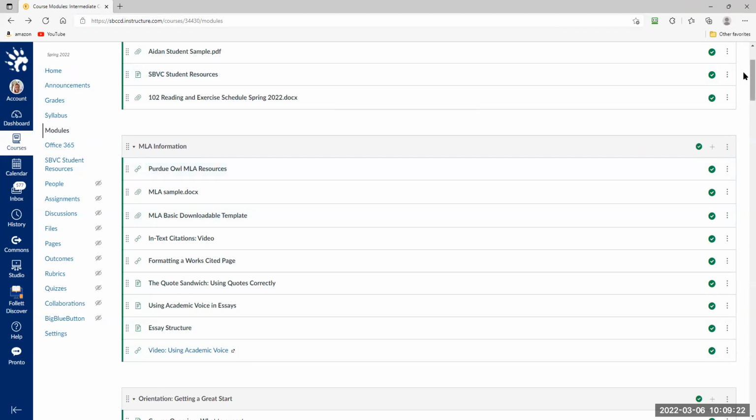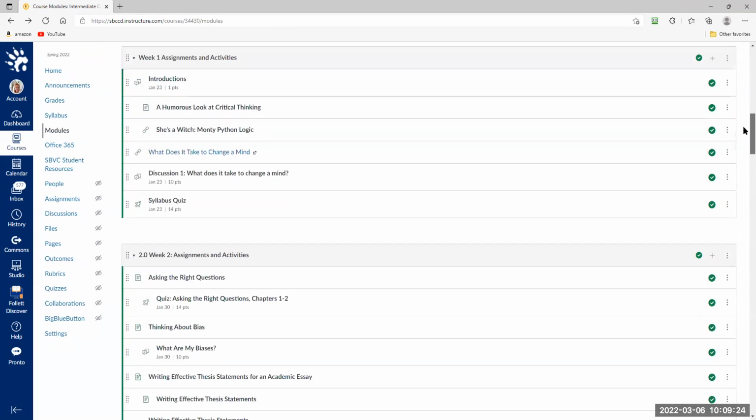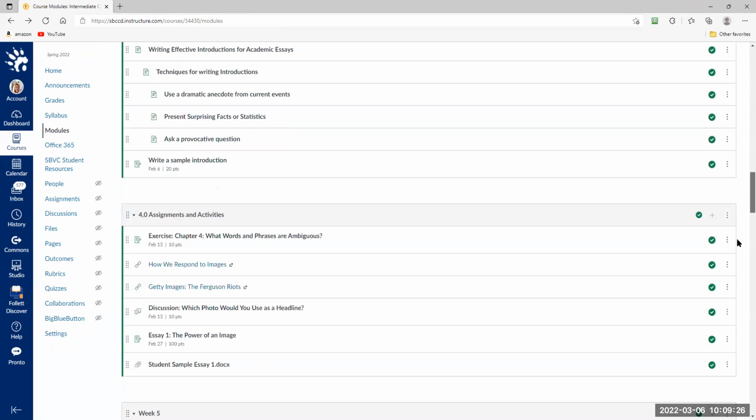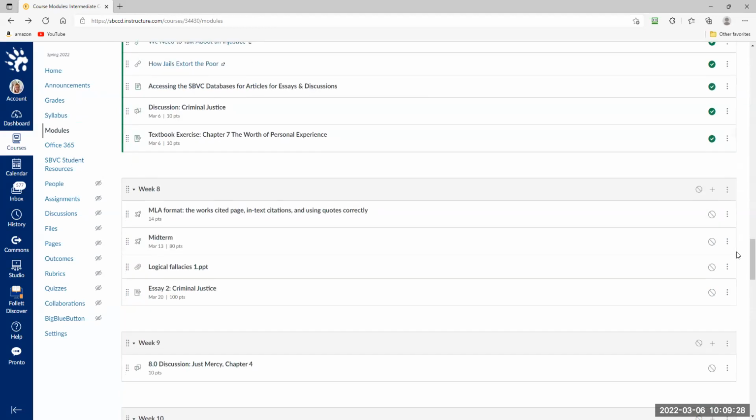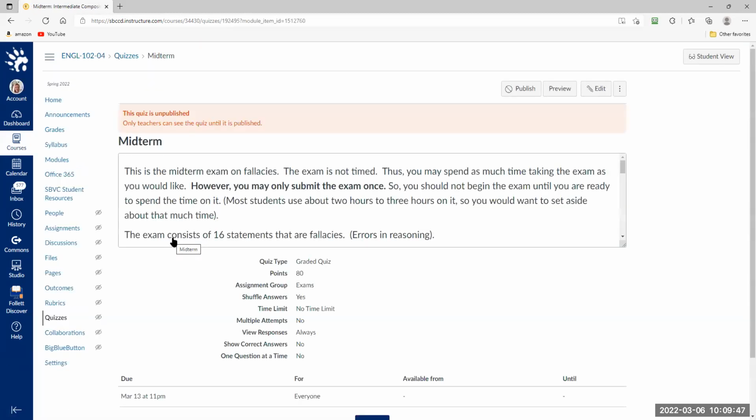The other thing we're going to talk about is the midterm. So the midterm is not timed, so you can take as much time as you want. Just don't click begin until you're ready to take it. And the midterm is on fallacies, logical fallacies. And I'm going to click on it and just briefly go over it. It's a little tricky, I'll admit.